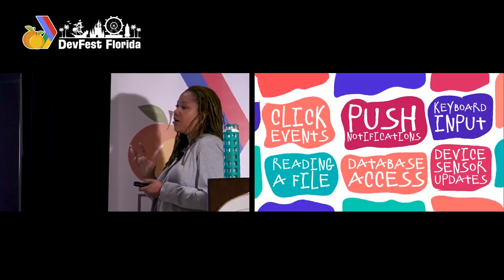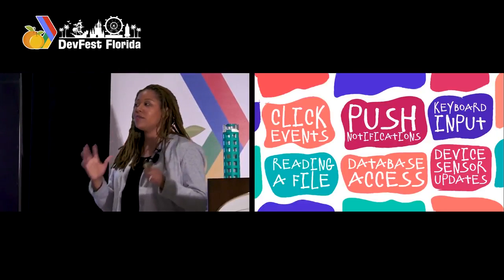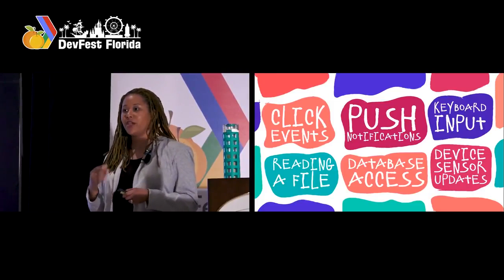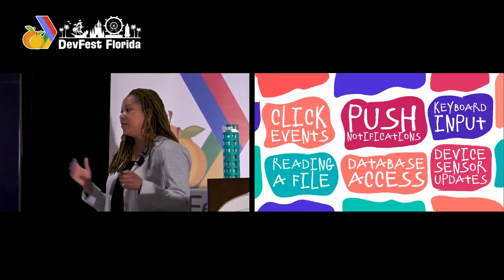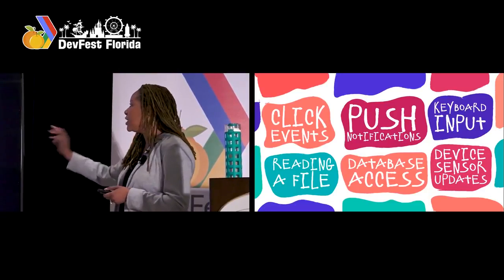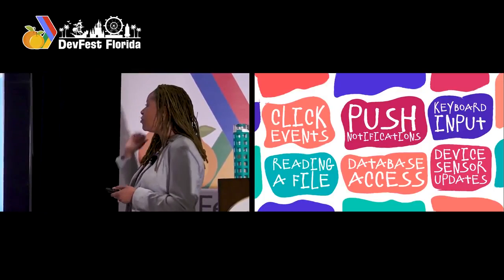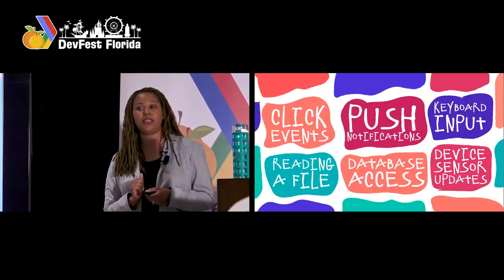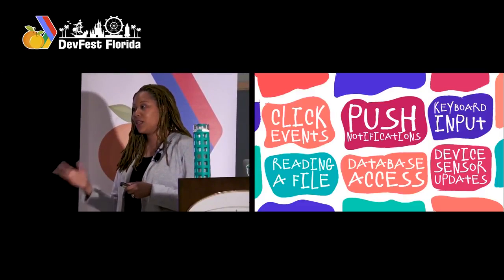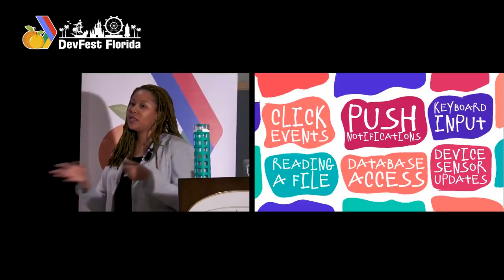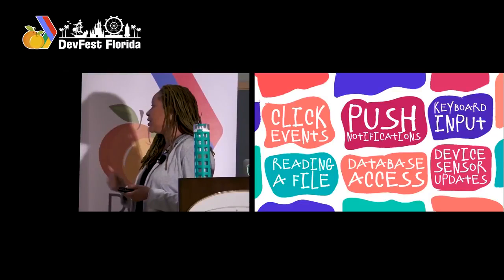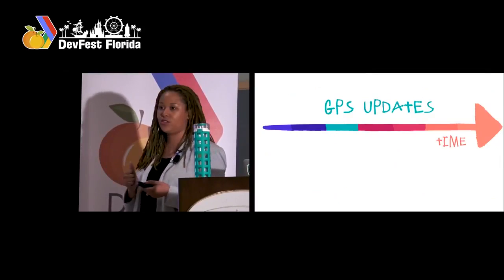So what is RxJava all about in the first place? It's all about programming with asynchronous data streams. And when we hear that phrase, asynchronous data streams, what do we mean? Well, here are some examples. It could be something like click events, reading a file, push notifications, keyboard input, device sensor updates. Any of these things can be thought of as happening asynchronously, meaning at any given time and somewhat outside of your normal program execution.